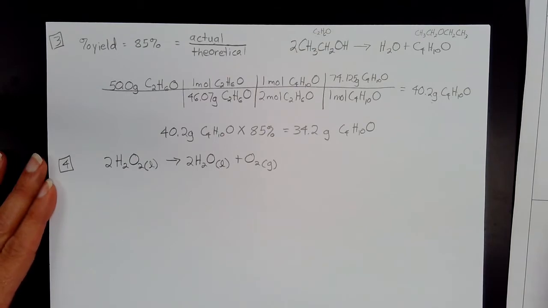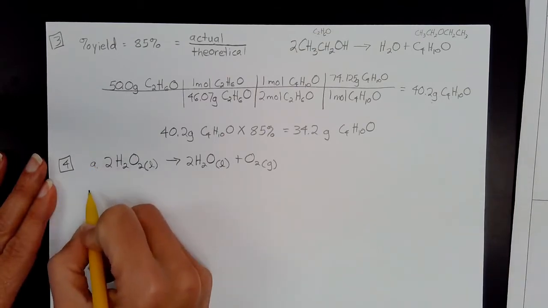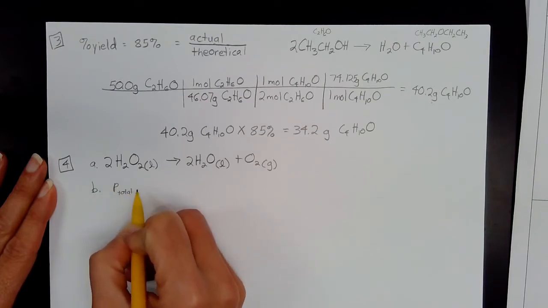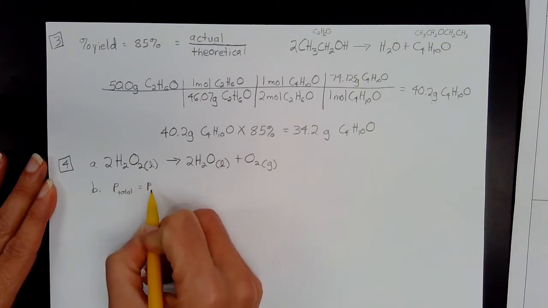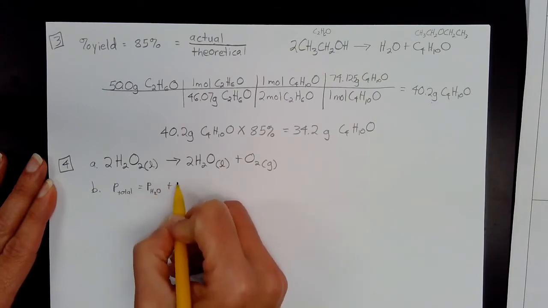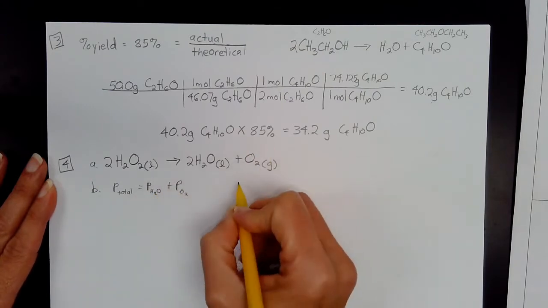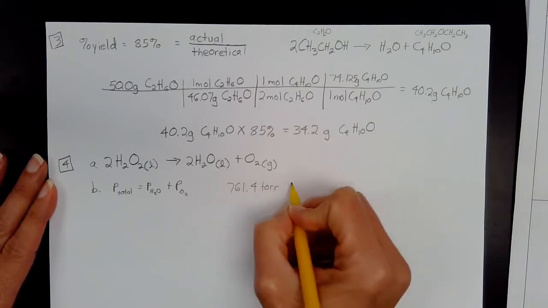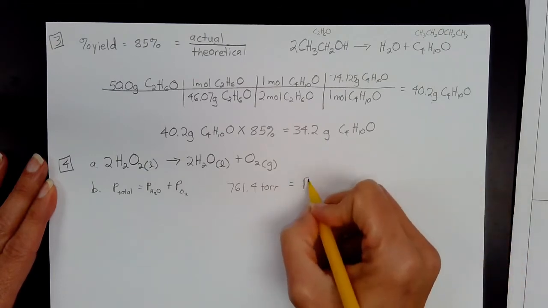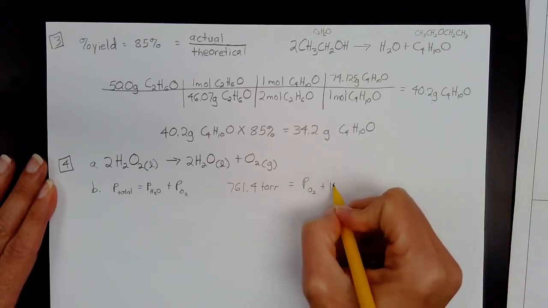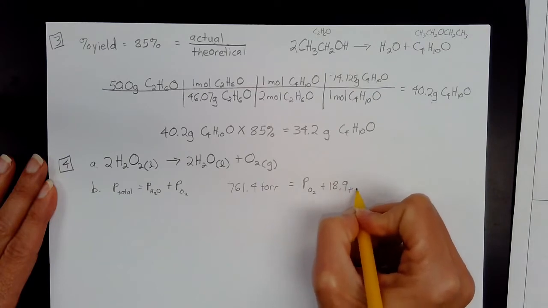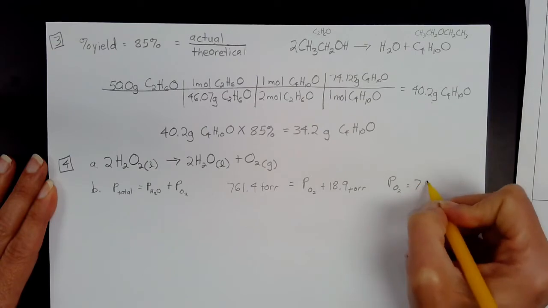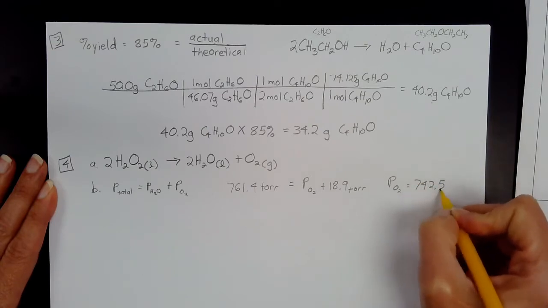It asks for the partial pressure of the oxygen gas. Well, we know that the total pressure is equal to the sum of the partial pressures, so that would be the pressure from the water vapor and the pressure from the oxygen gas. So we know that 761.4 torr equals the pressure from the oxygen gas plus 18.9 torr. And so we know that the pressure from the oxygen gas must be 742.5 torr.